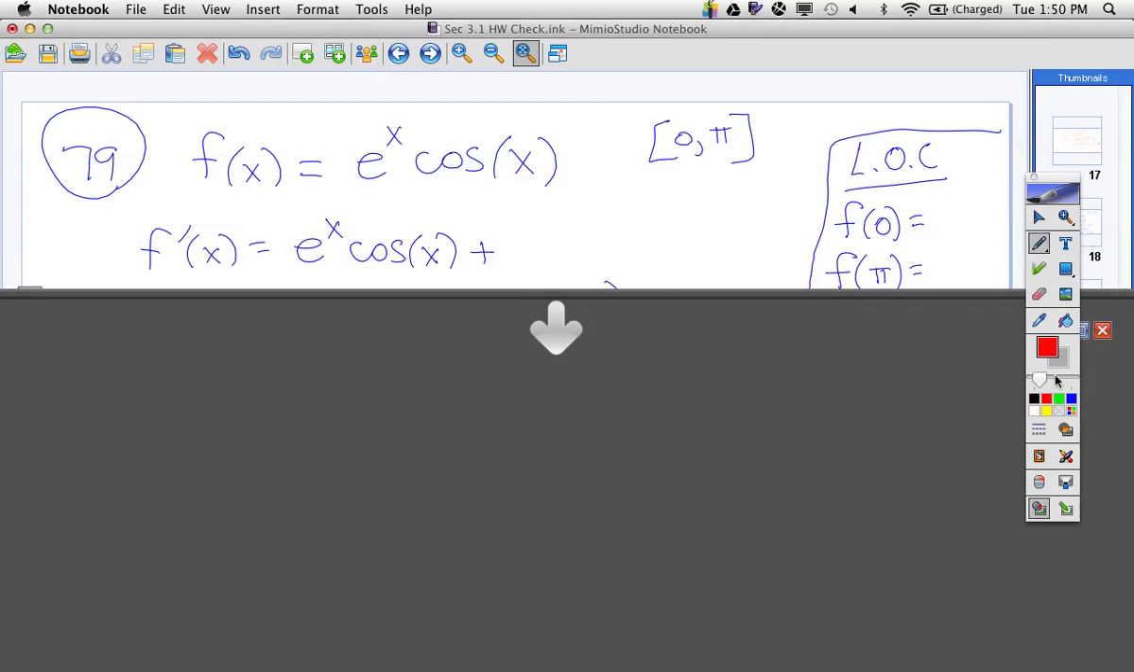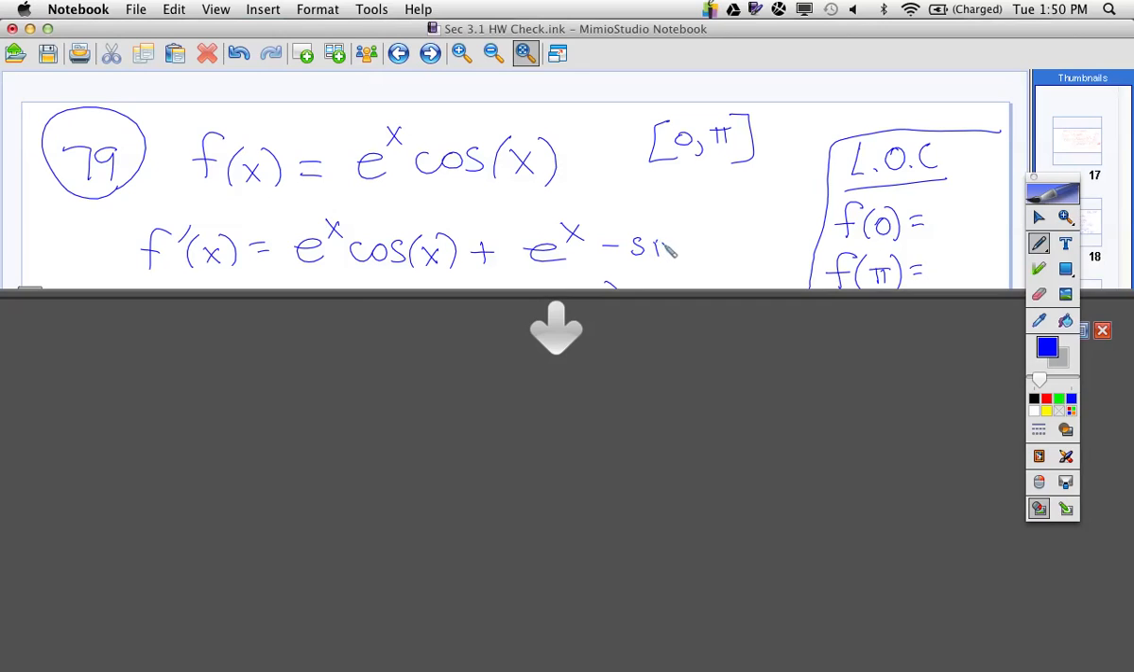All right, so when we do the derivative, we're going to do the derivative of e to the x, which is e to the x, leave the cosine alone, plus we're going to leave the e to the x alone, times the derivative of cosine. Now, what's the derivative of cosine?